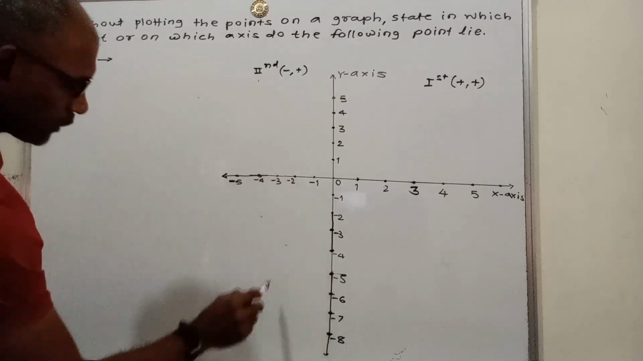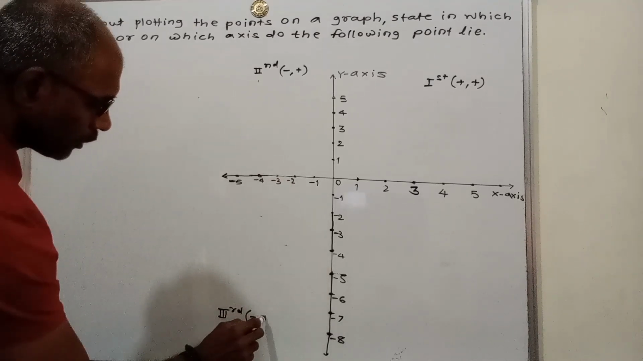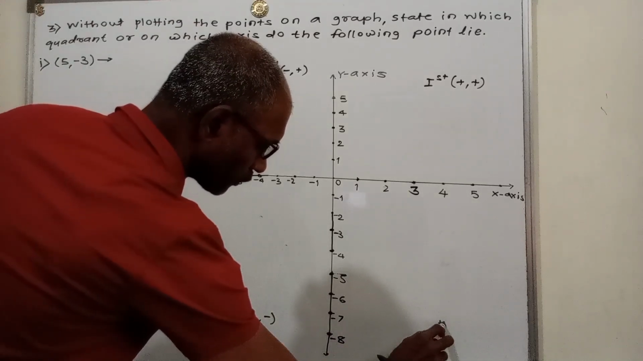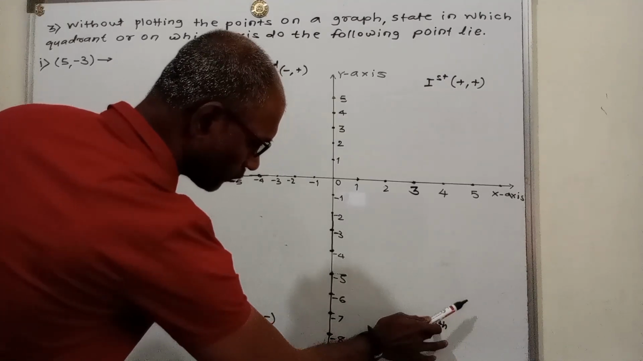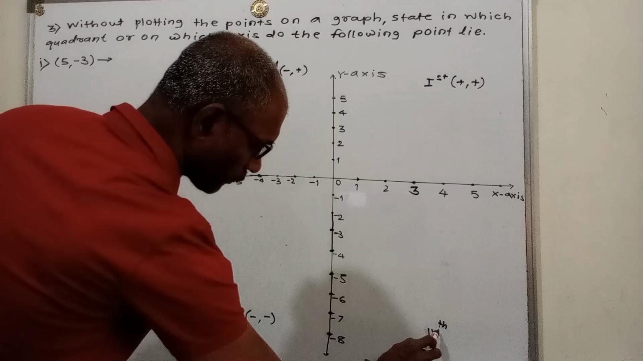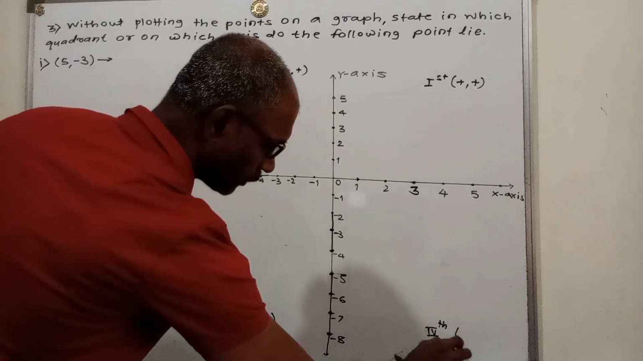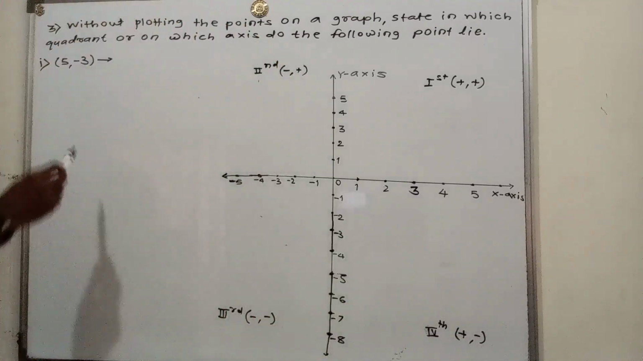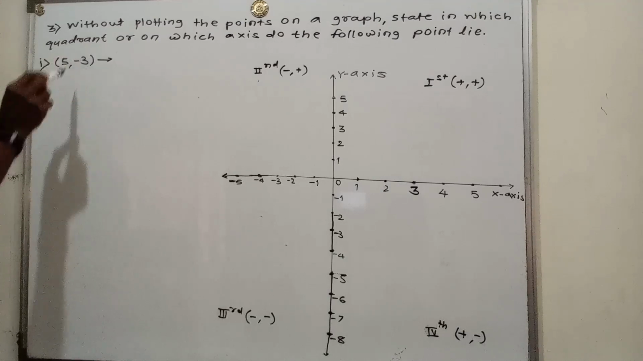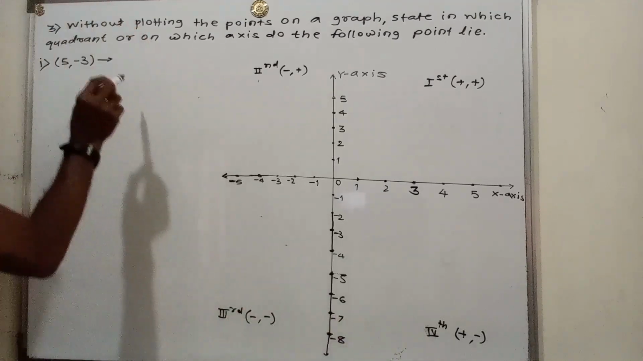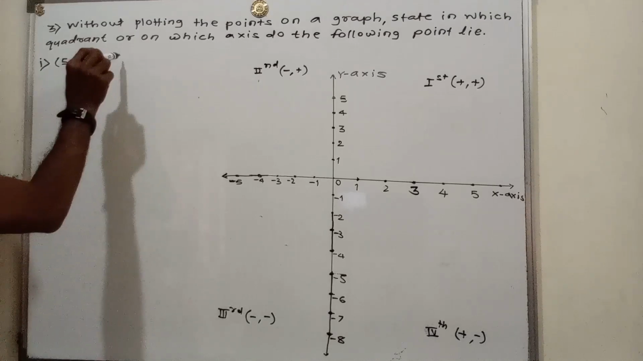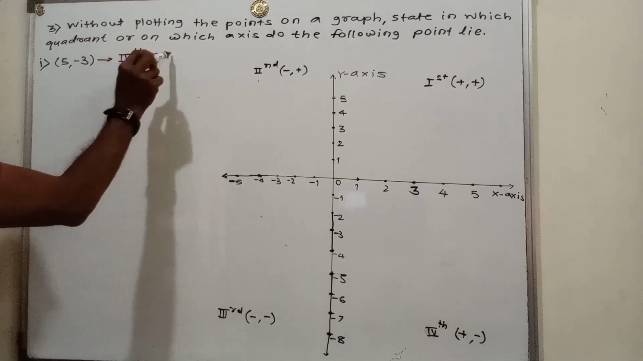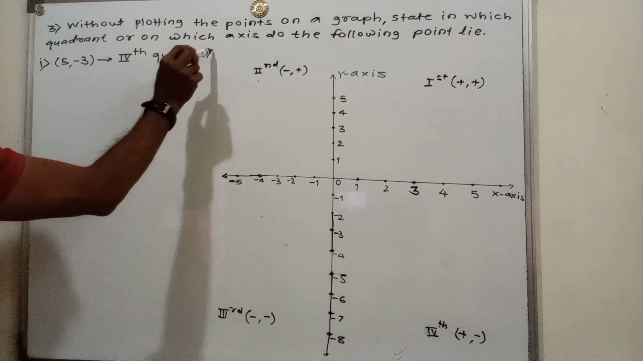Here x coordinate negative and y also negative. This is our fourth quadrant, or we write here IV. Fourth quadrant, positive and negative. Okay, then this is plus 5, minus 3. Then which quadrant? Fourth quadrant. Did you get it?